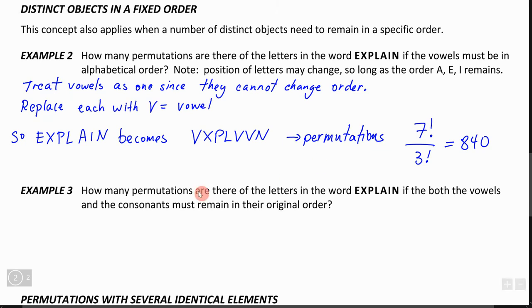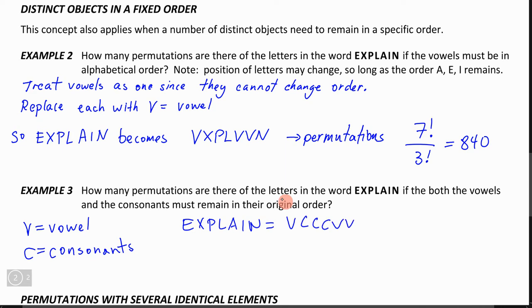Okay. Example 3, how many permutations are there of the letters in the word explain if both the vowels and the consonants must remain in their original order? So I'm going to say here V for vowel and C for consonants. So the word explain becomes V, C, C, C, V, V, C. So vowel, consonant, consonant, consonant, vowel, vowel, consonant. So what is the number of permutations? The number of permutations is 7 factorial over 3 factorial times 4 factorial, which is 35.